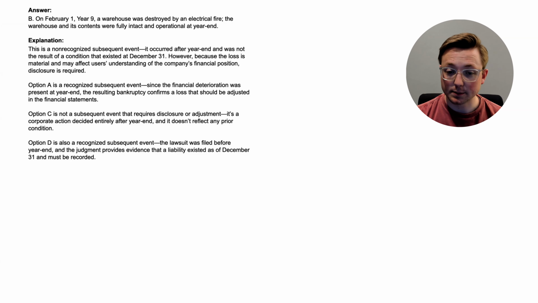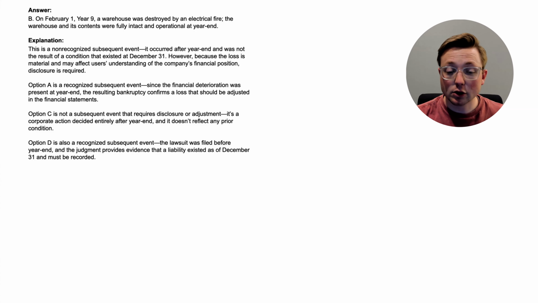Option C is not a subsequent event that requires disclosure or adjustment typically. It's a corporate action decided entirely after year end, and it doesn't reflect any prior condition. So, the stock dividends is something they decided completely after year end. It had nothing to do with the previous year as far as it affecting the financials of the previous year. And it's not usually material enough to be like a subsequent event disclosure.